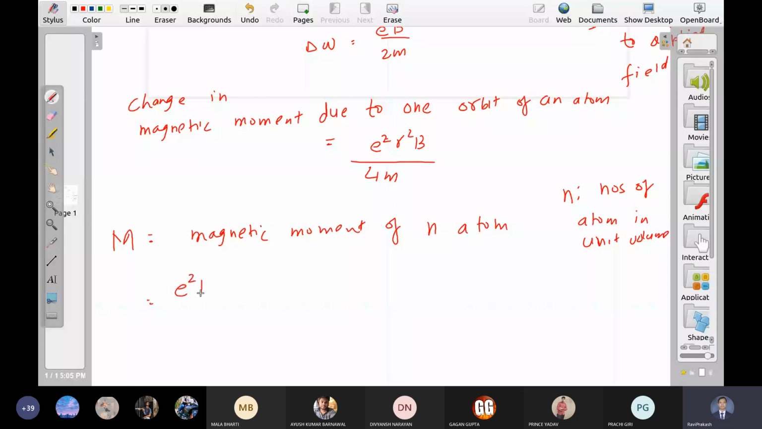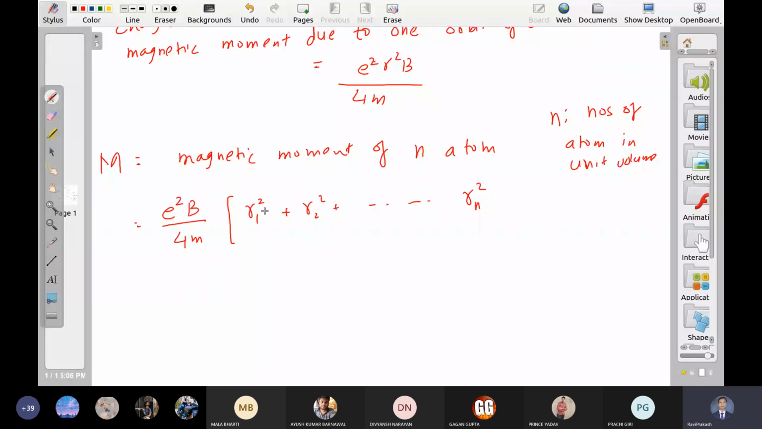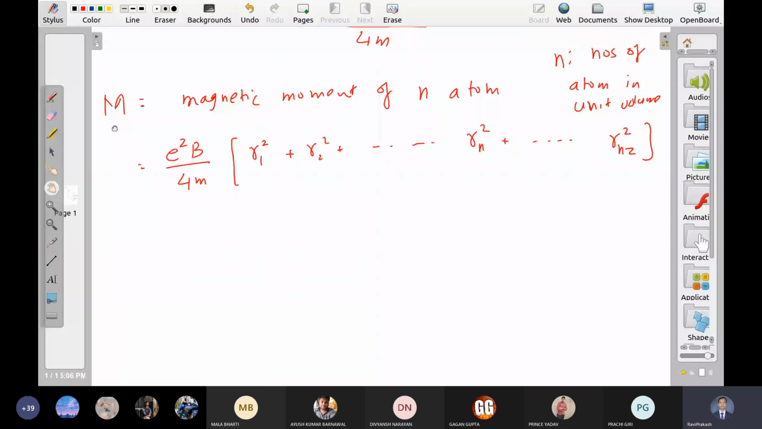Write down all the radii here of first atom, second atom, and so on. Not only this, this is due to only one orbit. There are many orbits in each atom. If atomic number is Z, there are Z electrons in each atom. So how many orbits are here? From one atom, we are getting Z orbits. From n atoms, we are going to get n times Z orbits. And this is the answer when the magnetic field is perpendicular to the orbit.